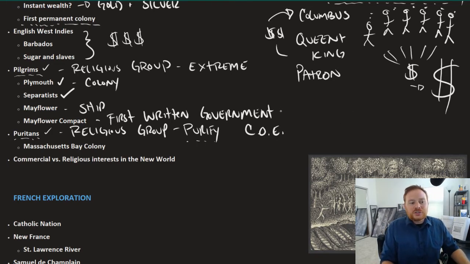And it's loosely based off things like fair and just laws. You also have a very vague notion of democracy in the Mayflower Compact. For some, it's a significant document because it's one of the first written governing documents in the New World.